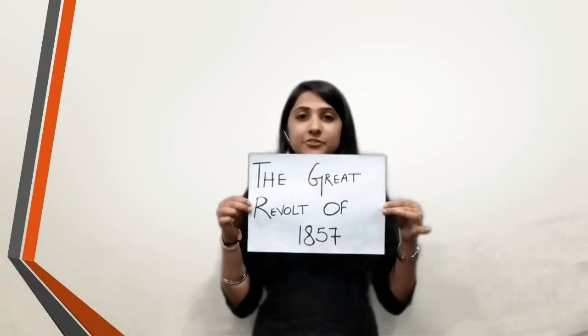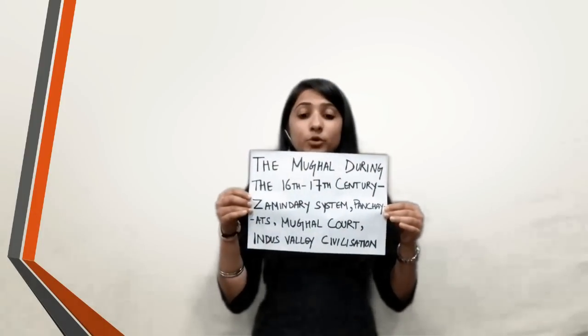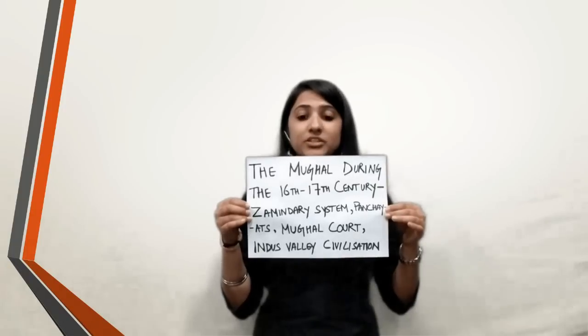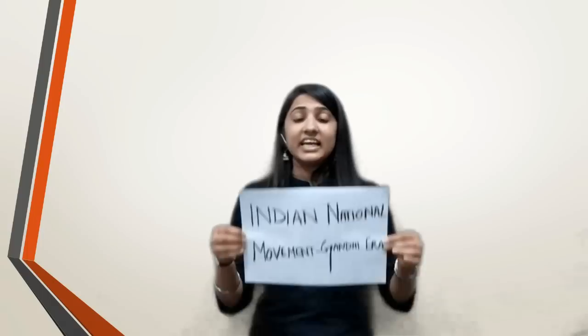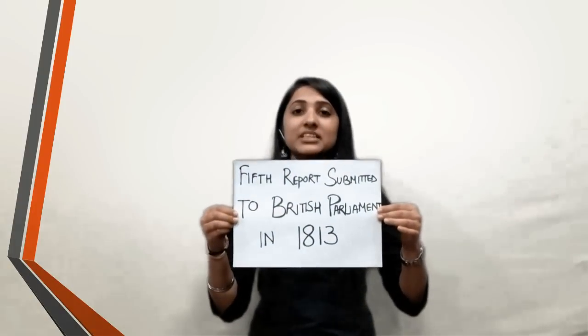Now I am going to tell you some topics which are very important from the exam point of view. The first topic is the Great Revolt of 1857. The second topic is Lord Buddha's principle of right conduct and values. The third topic is the Mughals during the 16th and 17th centuries, Zamindari system, Panchayats, Mughal court and Indus Valley civilization. Next is the Indian national movement, Gandhi era. And last but not the least, guys, the 5th report submitted to the British Parliament in 1813.